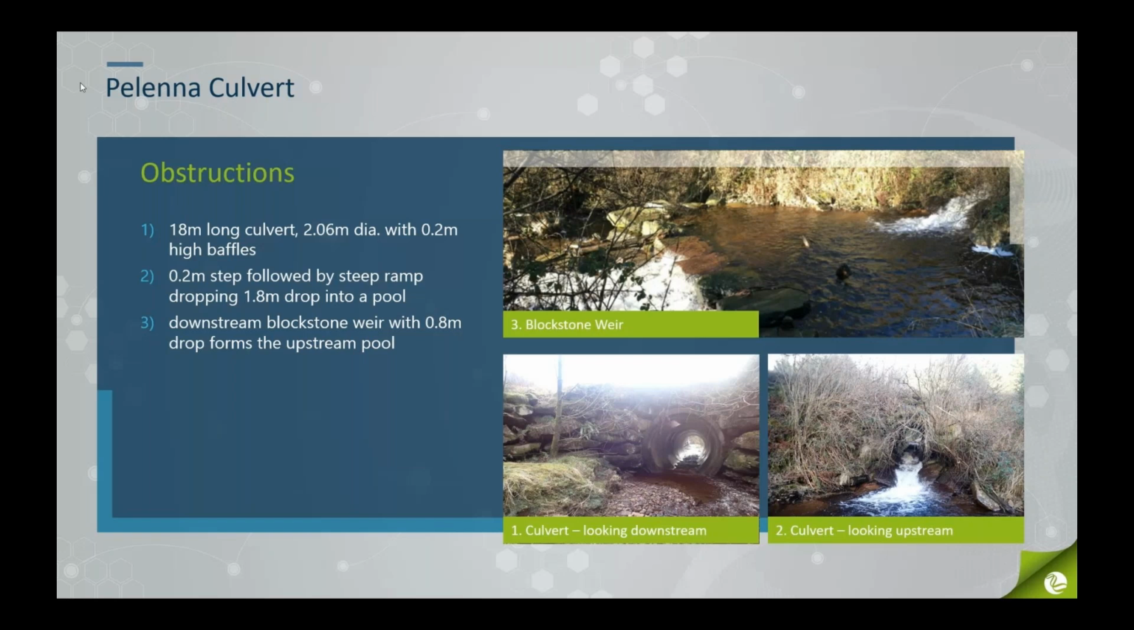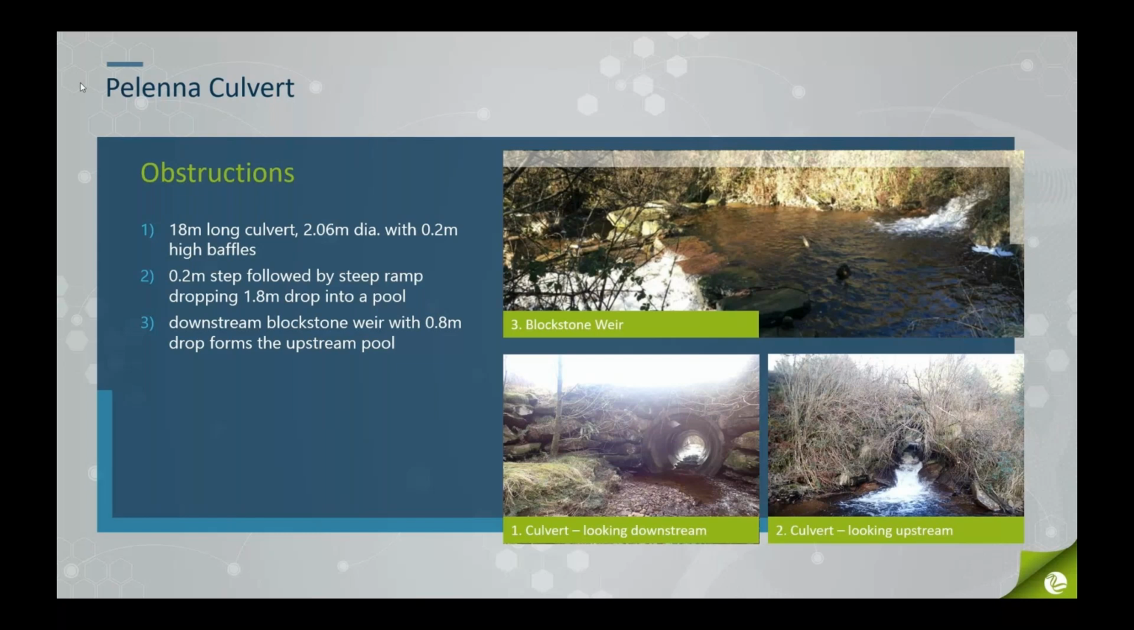Now at this point, I should say that we agreed with NRW that the design works were going to be a case of best endeavours. We would follow what's called the fish pass manual, which is the guidance document for designing fish passes, as best as we could, but we weren't going to be able to keep all the fish happy all of the time.